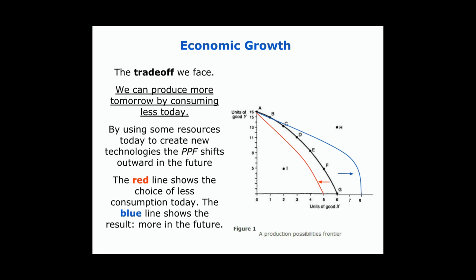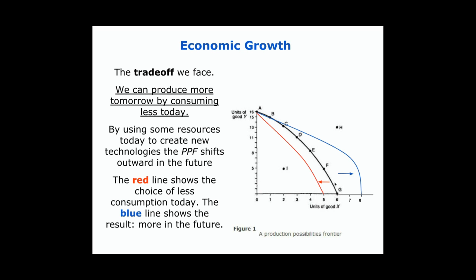We can see that if we want to move from the black line to the blue line tomorrow, that blue PPF involves more production, more goods and services available tomorrow. So a greater PPF tomorrow. Well, we have to consume less today. We have to move to the red line today and invest the resources that are the difference between the black line and the red line into technological development, into capital, and productive resources. Resources used for production, not consumption. So we can move to the blue line tomorrow.